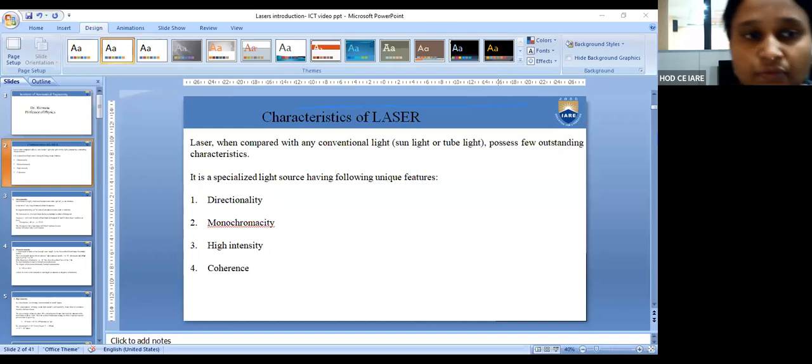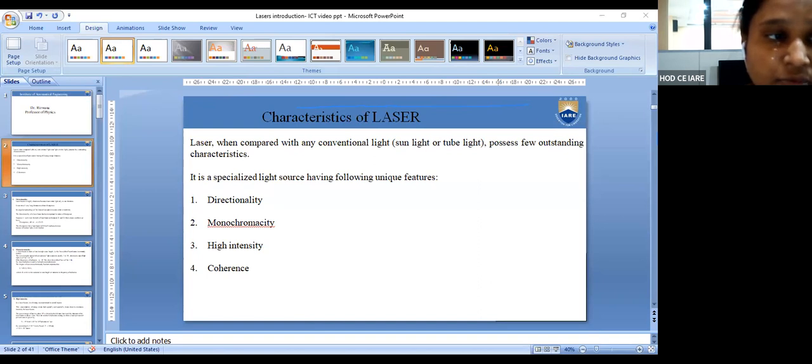Suppose I take a room, and in that room I switch on a tube light. That tube light is going to illuminate the entire room. But if I keep a laser source in that room and try to illuminate the entire room, it is not possible, because the laser light will go in a single direction, it won't spread in the entire room. That's why we cannot illuminate a room using laser light. That property is nothing but directional. Directional means all beams of laser light travel in a single direction.